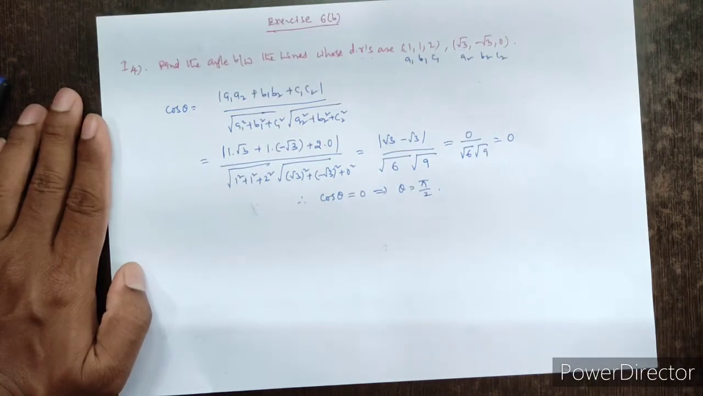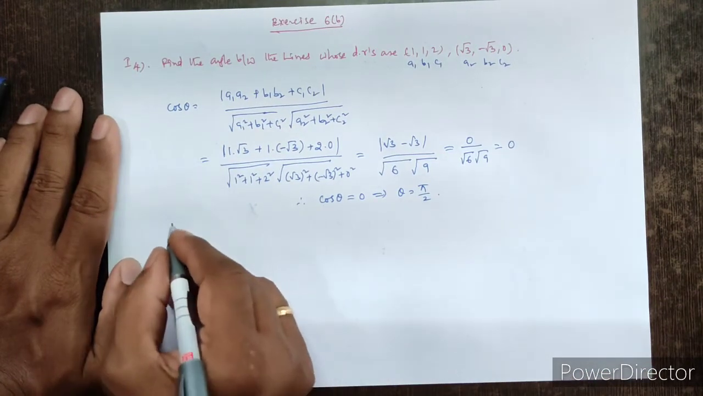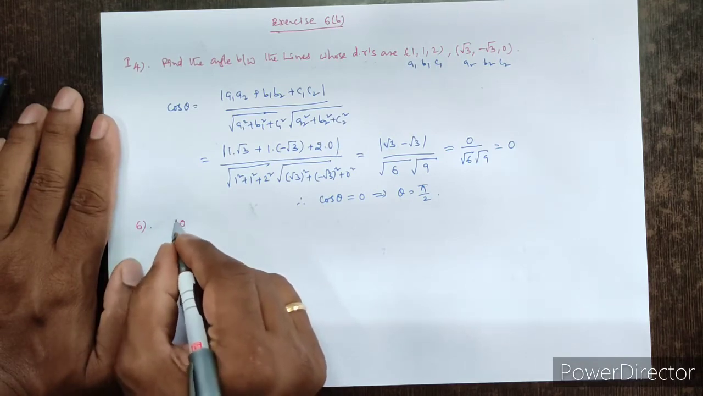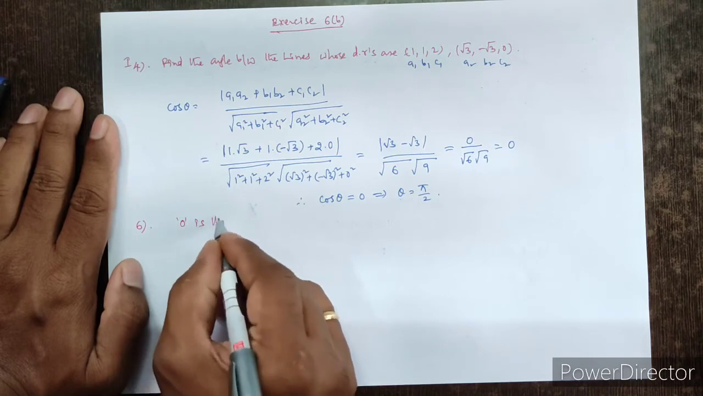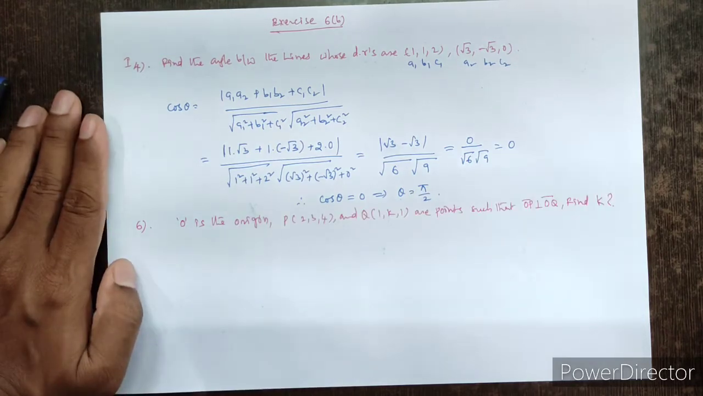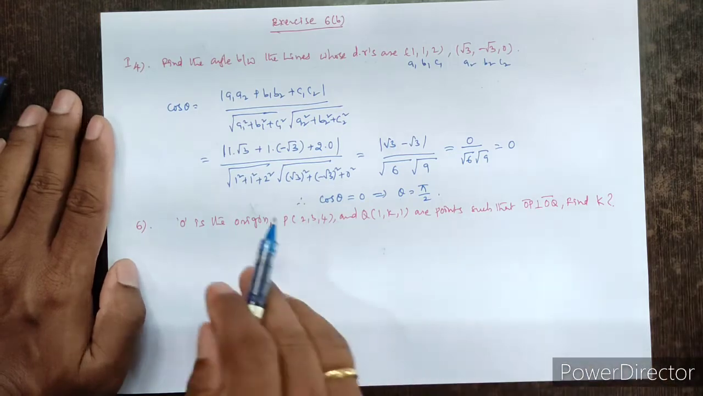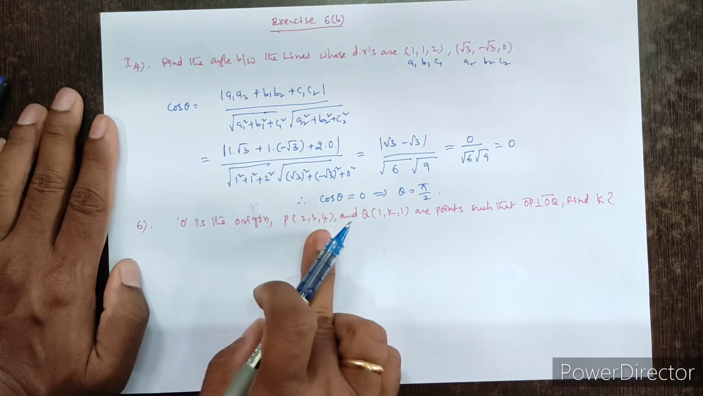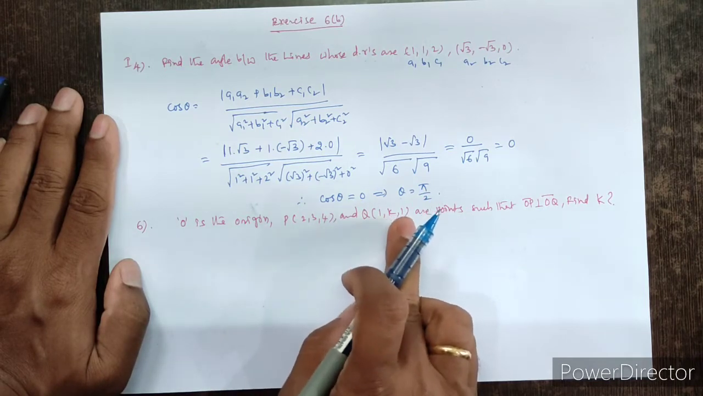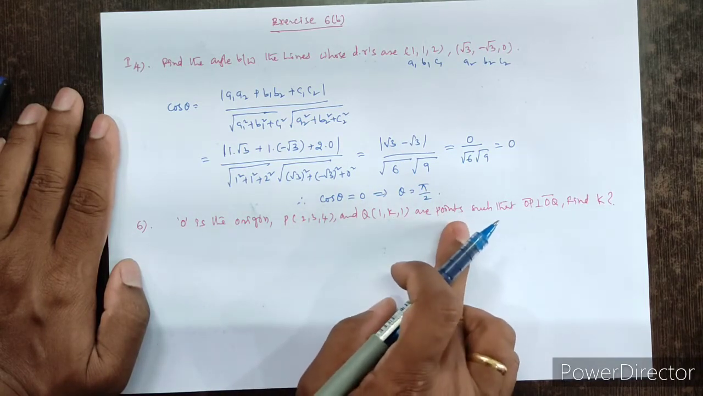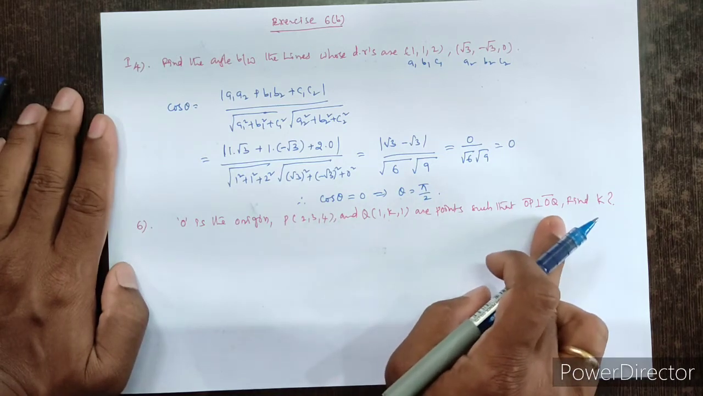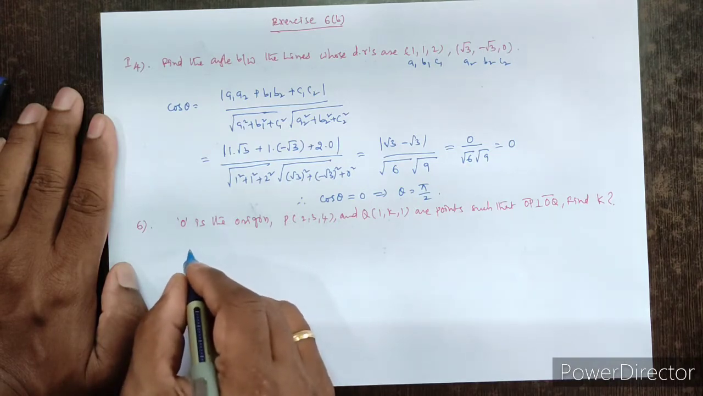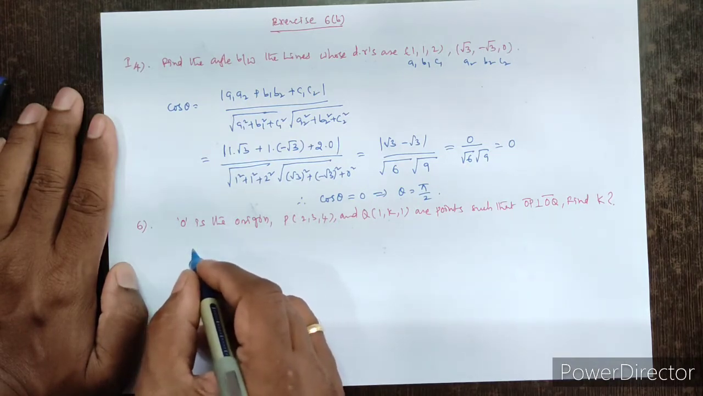Next, problem number 6 in the first bit. O is the origin, P is the point 2, 3, 4 and Q is 1, K, 1, points such that OP is perpendicular to OQ. Then find K. So first find the direction ratios of OP.